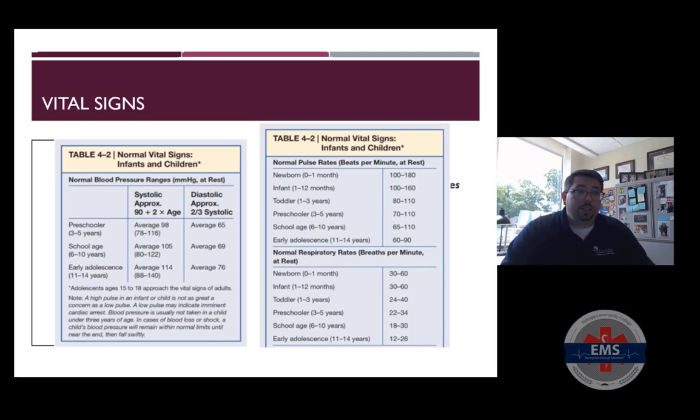You can also see that heart rates are going to be much higher when they're at rest as they are when they're newborns, and as they become older, the heart rate will begin to slow down as they mature. Same thing with the respiratory rates. They're going to be faster when they're younger, and they're going to slow over time.